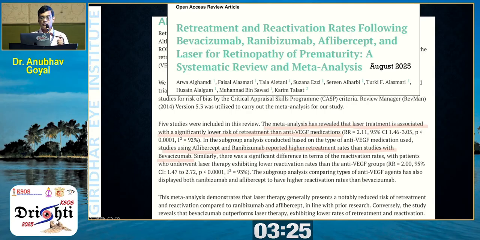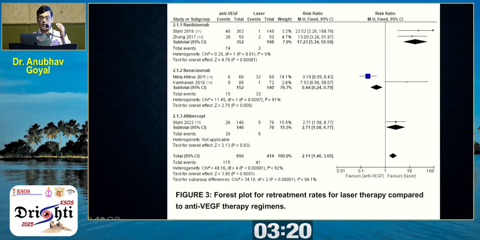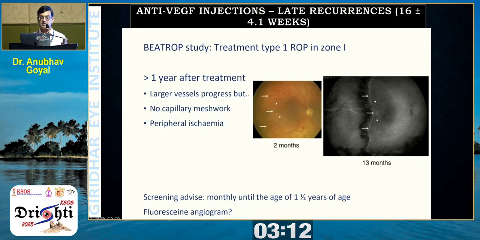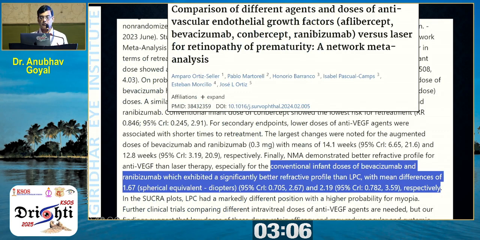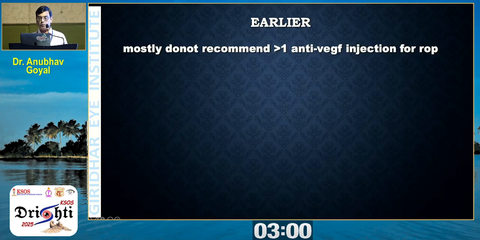A meta-analysis shows that laser has the least recurrences as compared to anti-VEGF. And if you compare the anti-VEGF drugs, bevacizumab has the best result in recurrence. It delays recurrence. Second comes aflibercept, and least is ranibizumab. Ranibizumab recurrence is much earlier. And BEAT-ROP has already shown that recurrence after bevacizumab takes more than 16 weeks. So it's a well-known thing. Anti-VEGF is good in refractive profile also, because laser causes induced myopia, which is not seen with anti-VEGF.